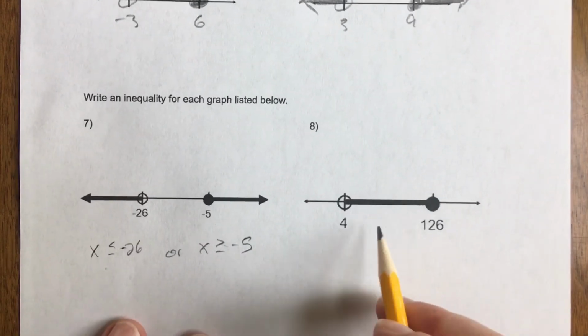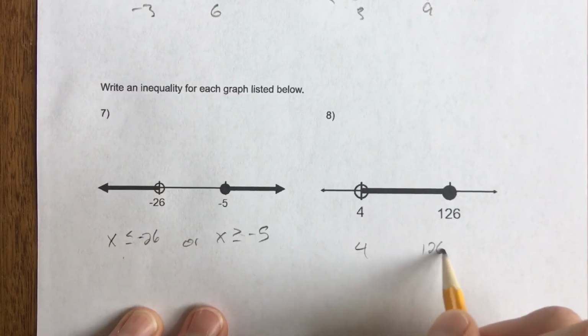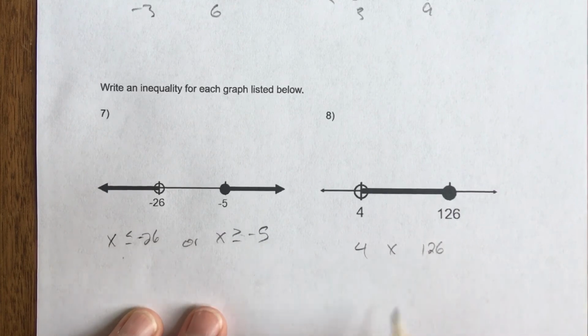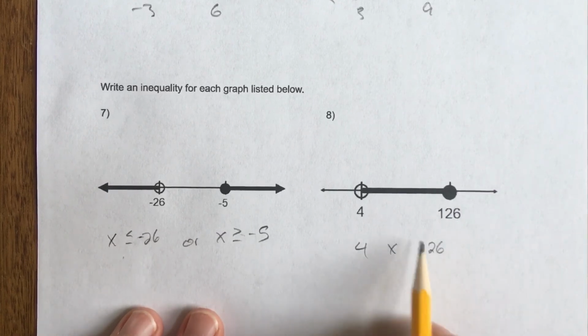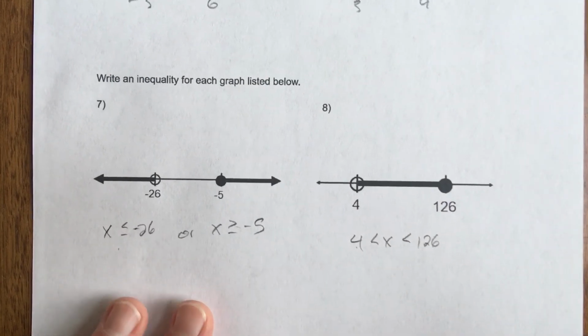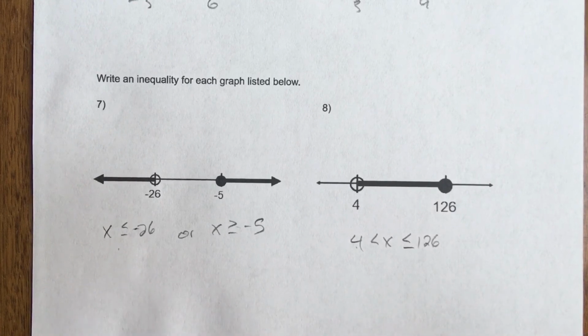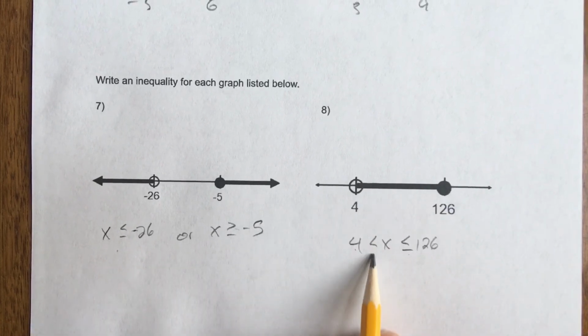Okay. On this one, we are talking about the numbers in between. So we write down the numbers and we actually put the x in between there. Okay. x can be anything in between them. And since 4 is less than 126, we fill in with less than signs. It can equal 126, so we put an equal there. But it can't equal 4, so we leave that open.